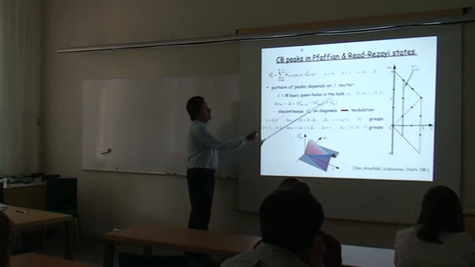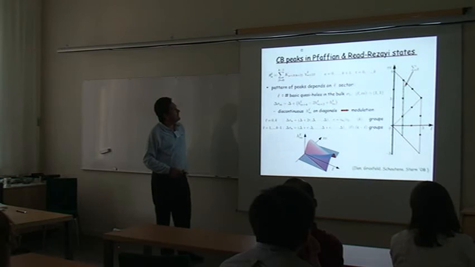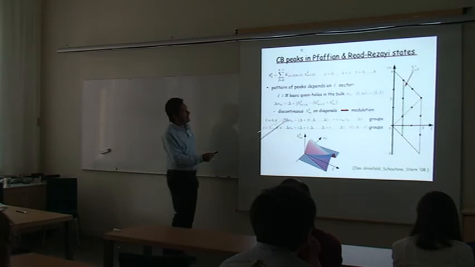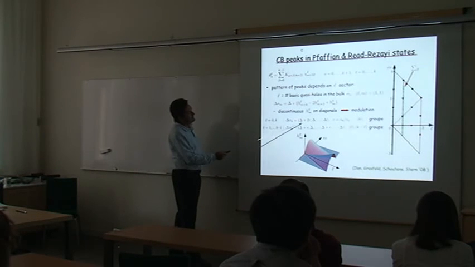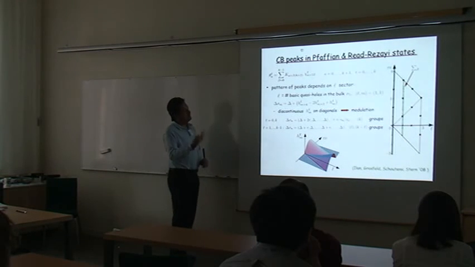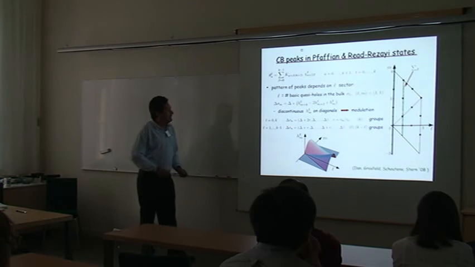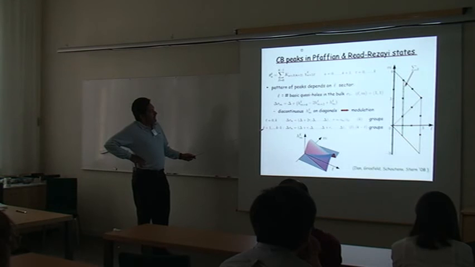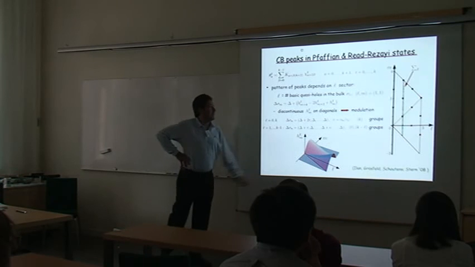So L is the number of quasi-particles in the bulk, and the pattern of peaks depends on how many quasi-particles we have in the bulk. So if you have 0 or k, then the distance between the peaks is the following. It means that as before there are groups of k together separated by a distance, and then you have another group of k. If instead you have a number of quasi-particles, then the groups are L and k minus L.